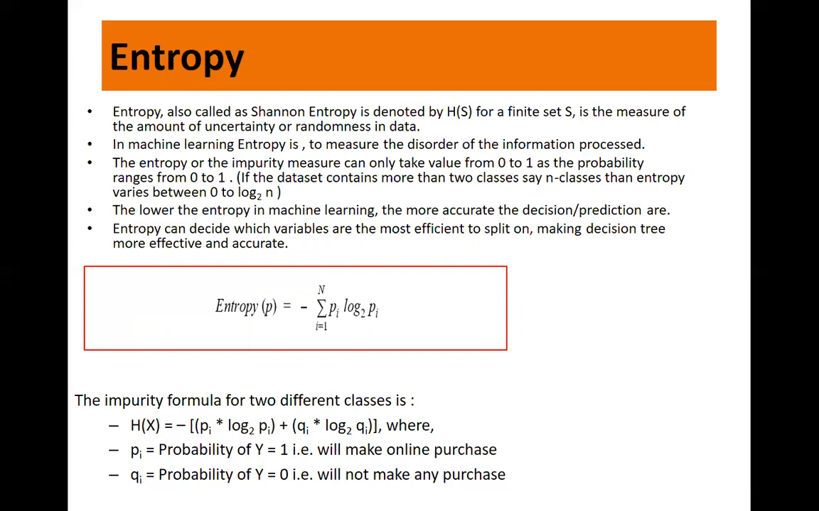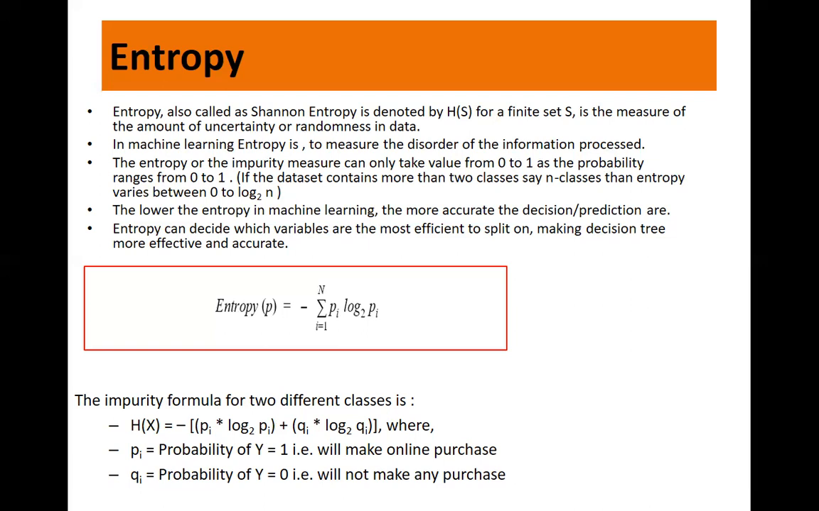Now, if the data set contains more than 2 classes, say n classes, then entropy varies between 0 and log n to the base 2. Fine. Now, the lower the entropy in machine learning, the more accurate the decisions or predictions are. Remember, fine. Now, entropy can decide which variables are the most efficient to split on, making the decision tree more effective and accurate. Now, when do we say the attribute is more effective for splitting? If it does not need much more splitting and directly gives rise to leaf nodes, so no more splitting is required and directly you can generate the decision rules.